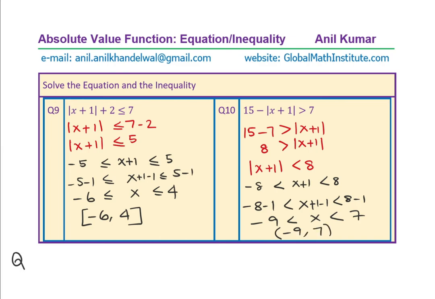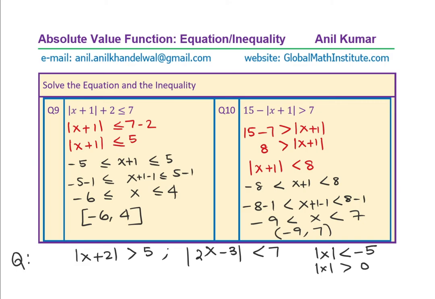Now here are some more questions for you to practice. So the questions could be, let us say, absolute value of x plus 2 is greater than, let us say, 5, right? So we have another question here, absolute value of 2x minus 3 is less than 7. And here is a quick question for you. If I have absolute value of x is less than, let us say, minus 5, then what is the solution? I could also have a question that absolute value of x is greater than, let's say, 0. In that case, what is the solution, correct? Think about these two questions.